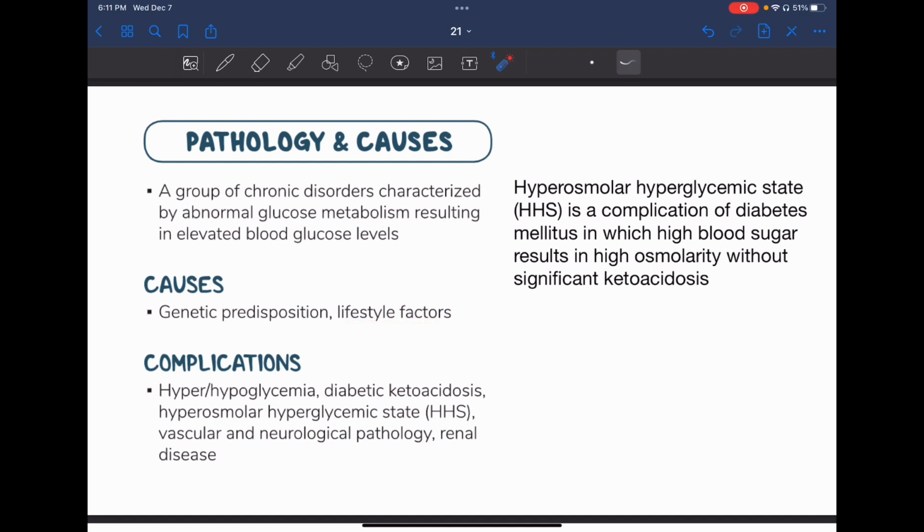What are the complications? It can happen that you have hyper or hypoglycemia. Hyper means higher, hypo means lower. Glycemia is like glucose. Amia is like in the blood, so higher or lower level of glucose in the blood.